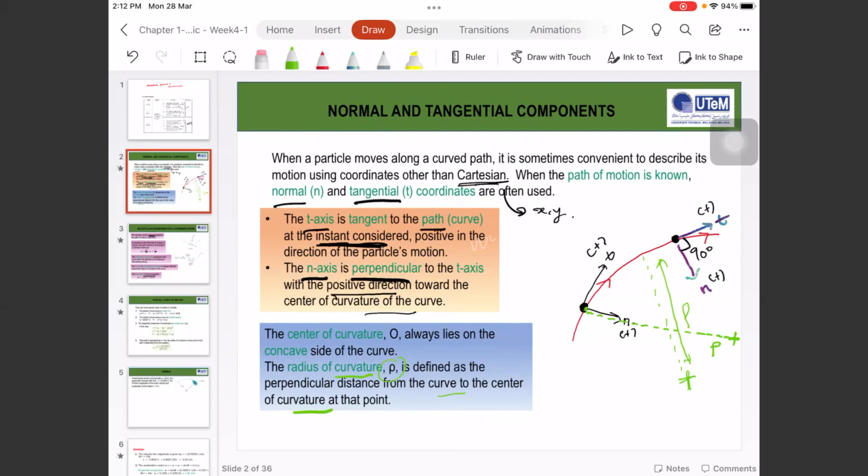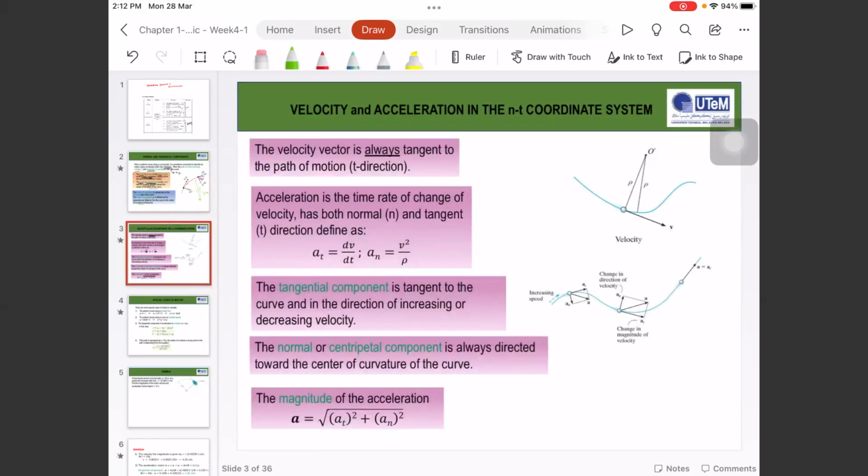Okay, so itu I explain regarding the coordinate system. Right? So now we go into velocity and acceleration in the normal and tangent coordinate system. So the velocity vector is always tangent to the path of motion.